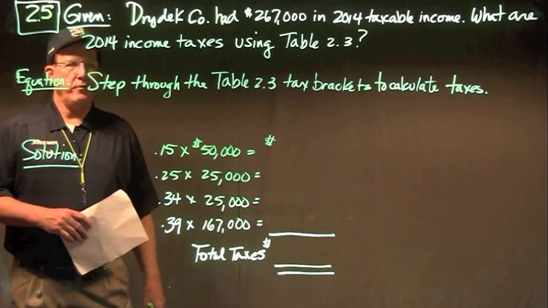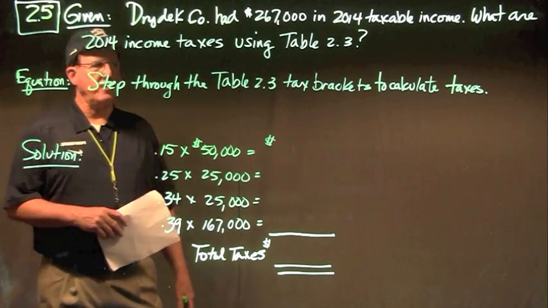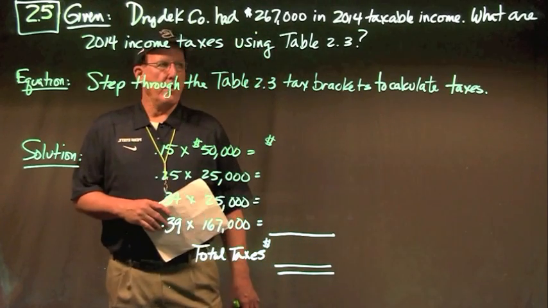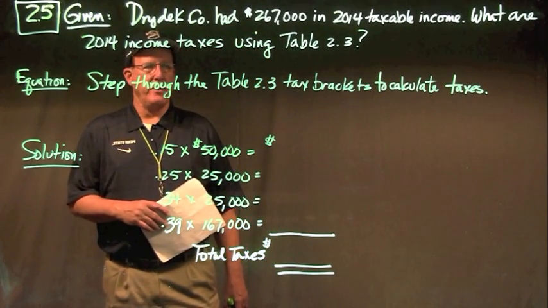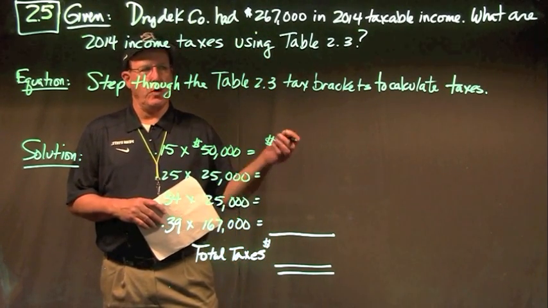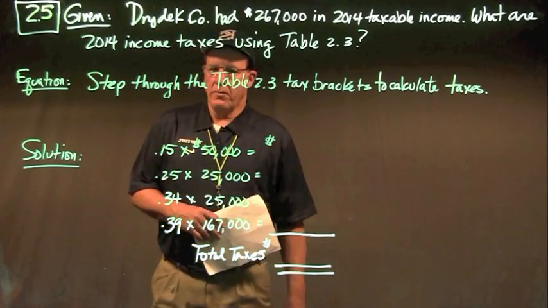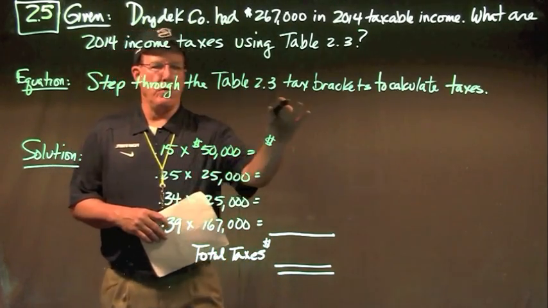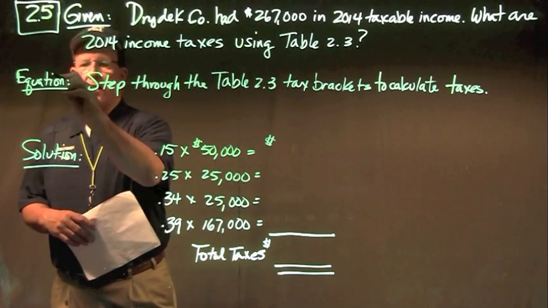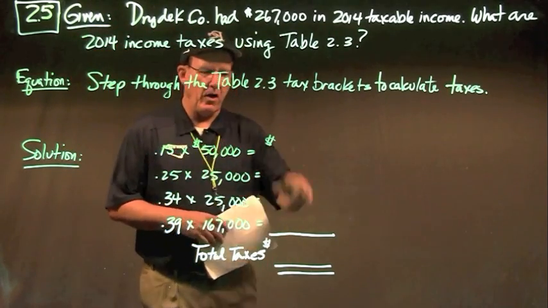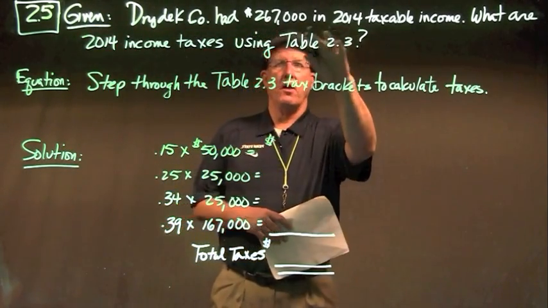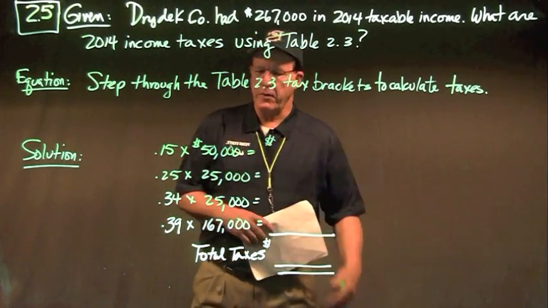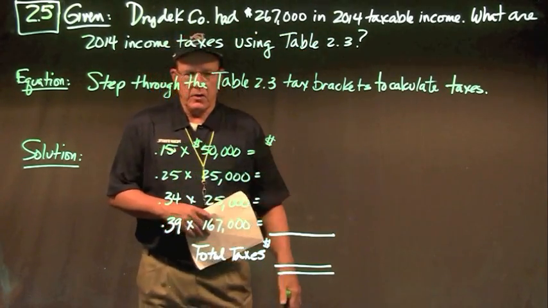In problem 5, we see that Dry Deck Company had $267,000 in 2014 taxable income. What are their income taxes in 2014 using table 2.3, which is the corporate income tax table in the book? So what's our equation? We're going to step through the table and look at all the tax brackets till we've covered all of our $267,000 taxable income to calculate our taxes.